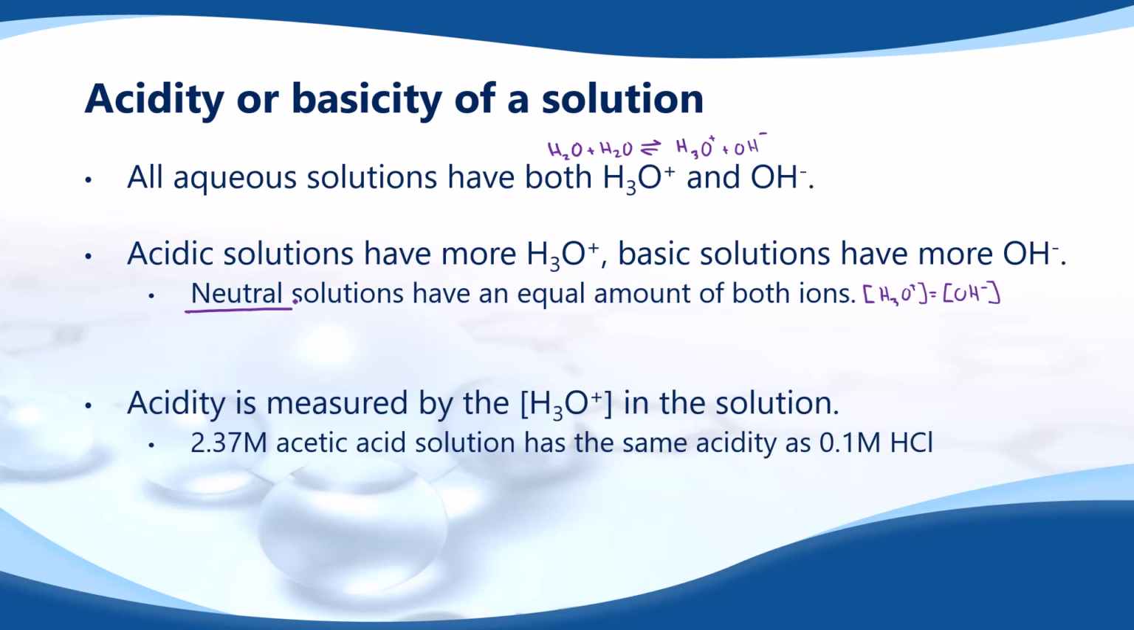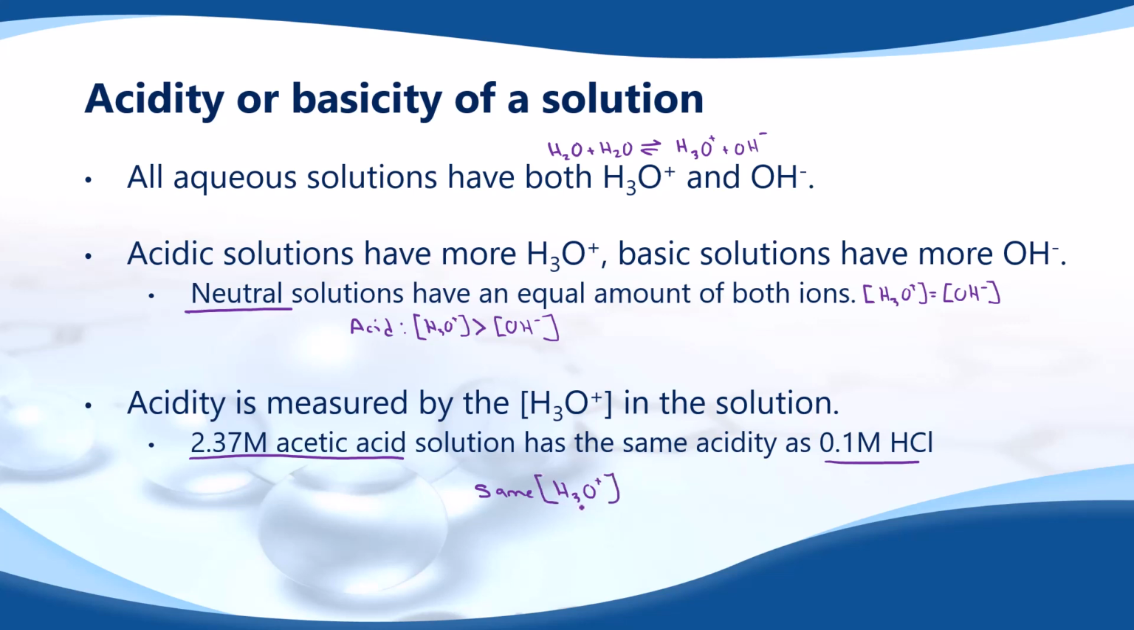So again, the way that we measure the acidity is we measure the concentration of each ion. So we measure acidity by taking the concentration of H3O+. Now, 2.37 molar acetic acid is equally as acidic as 0.1 molar hydrochloric acid. Right? Acetic acid, remember, is a weak acid, so it doesn't break up completely, whereas HCl is a strong acid, and it does. So what that means is that in a 0.1 molar HCl solution, you'll have an equal amount of H3O+ ions that you would get from a 2.37 molar acetic acid solution.